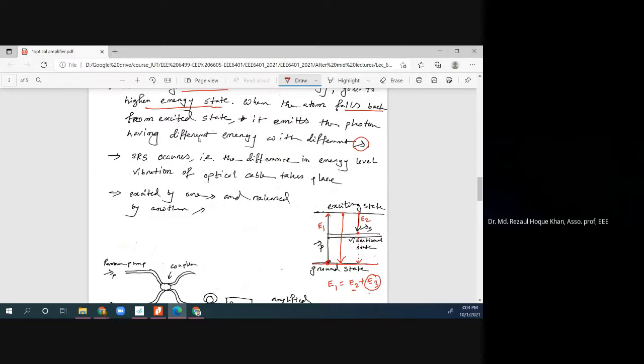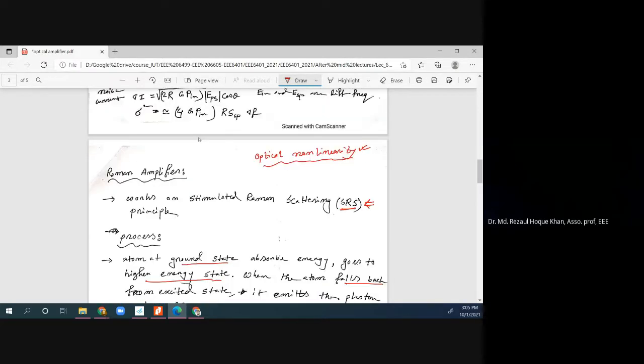E1 is from the ground state to the exciting state. When the atom falls from the exciting state, the whole energy would be released according to the principle of energy conservation, right? But it does not fall to the ground state; it falls somewhere in the middle, meaning it emits E2. The rest of the energy, E3, also has to be released, and it is released as a vibration in the system. This is a non-linear phenomenon. That's why we call it non-linearity. So Raman scattering is a non-linear phenomenon.